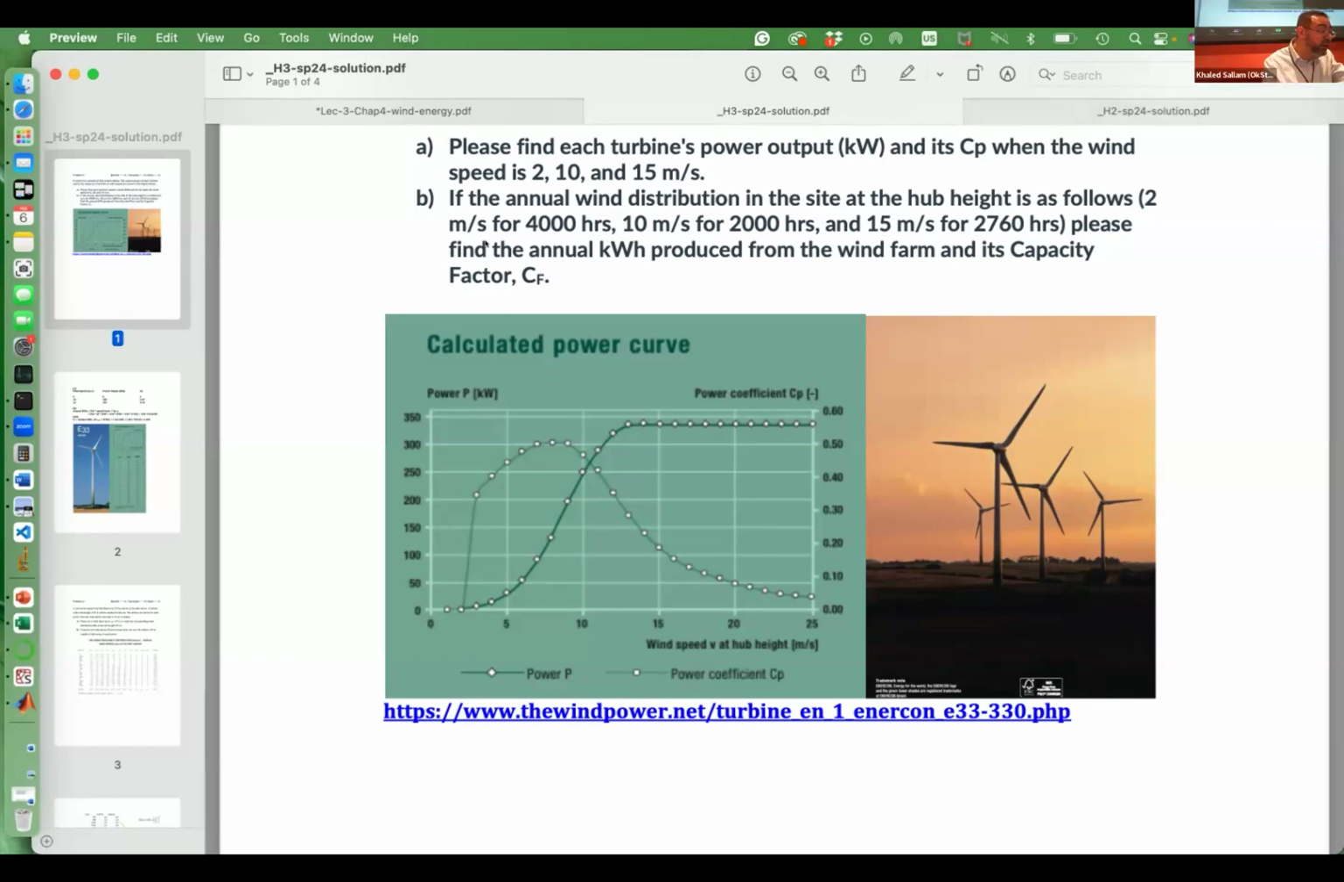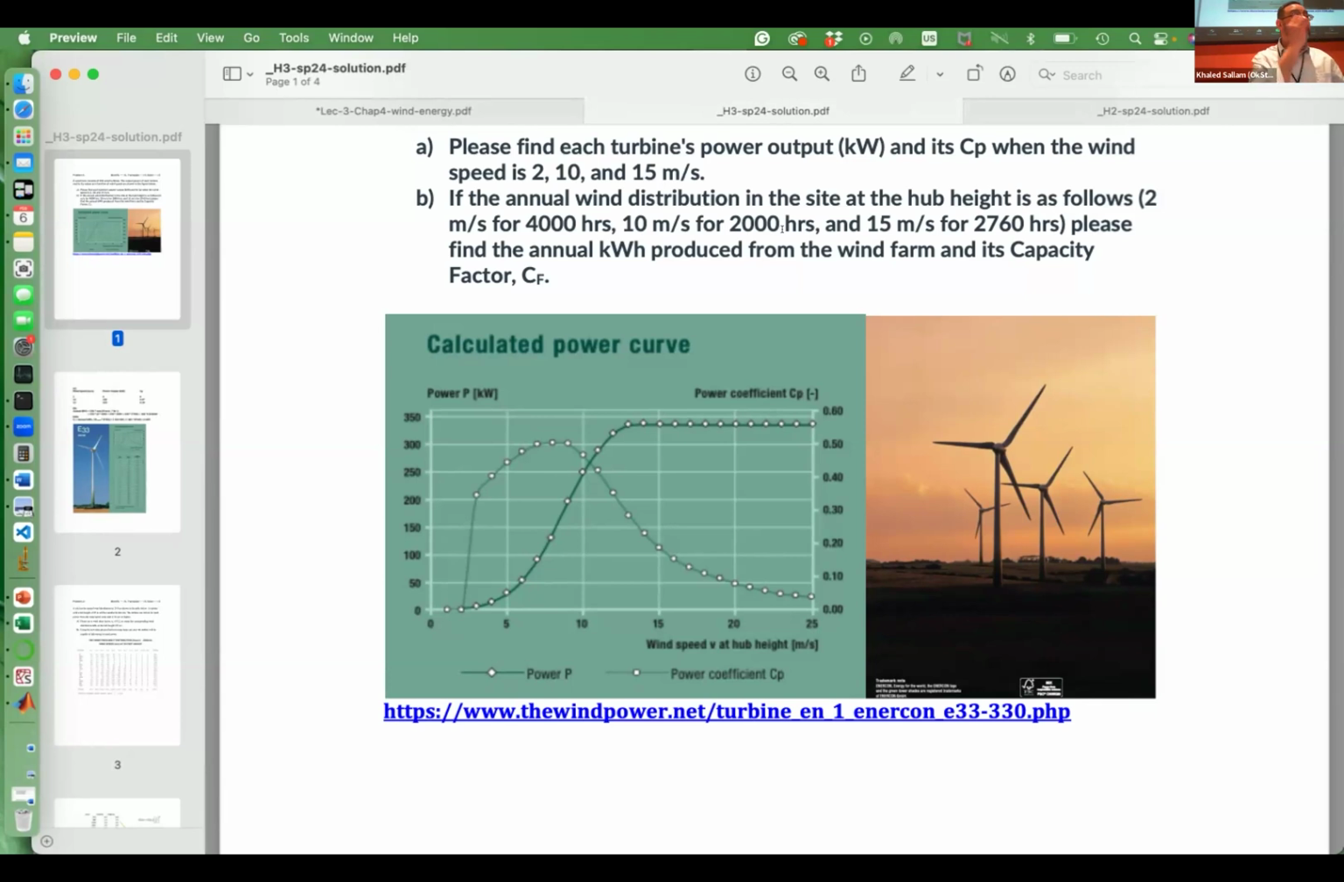Okay. So now if the annual wind distribution at the site at the hub height is as follows: 2 meters per second for 4,000 hours. So what does this mean? At 2, you will not extract anything. So for 4,000 hours per year, 0 output, nothing. And then 10 meters per second, which is here, which is 250 kilowatts coming out. This will last 2,000 hours per year.